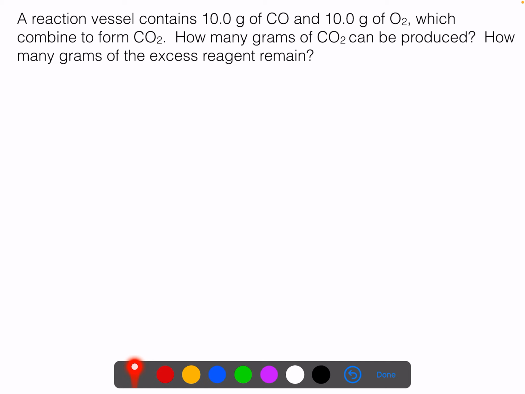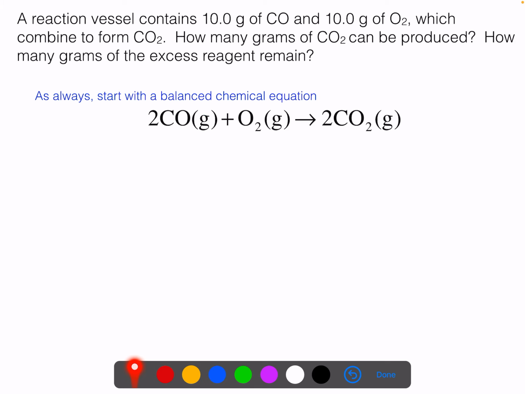So when we start with a problem like this, a stoichiometric problem, a limiting reactant problem, we always start with a balanced chemical equation. So we'll go ahead and balance the chemical equation, and we find out we have 2 CO plus O2 goes to 2 CO2.